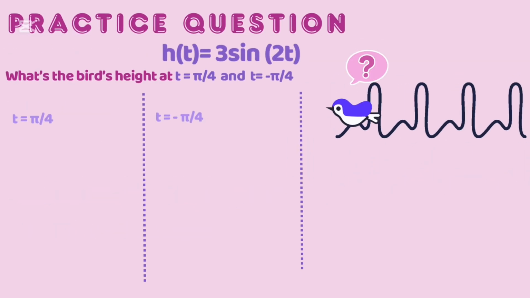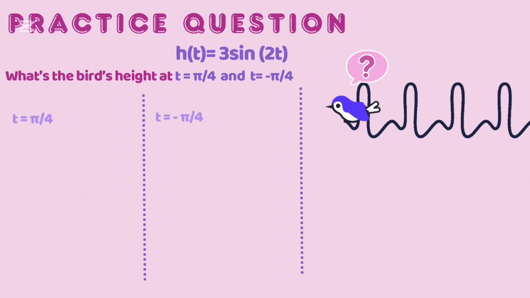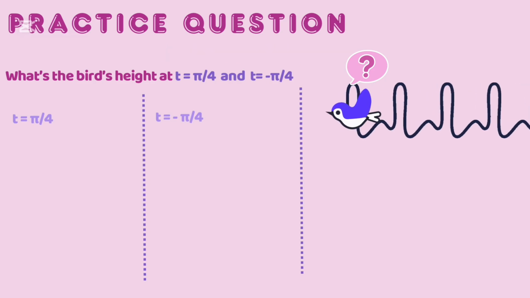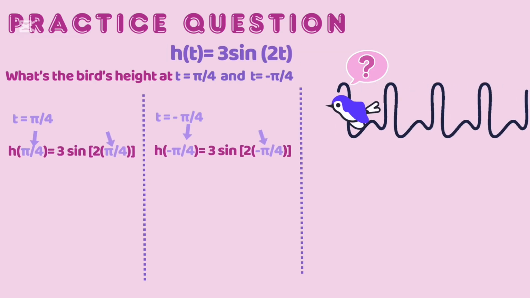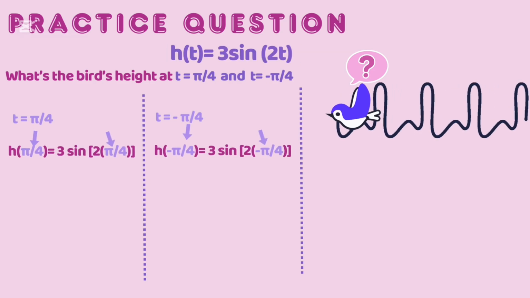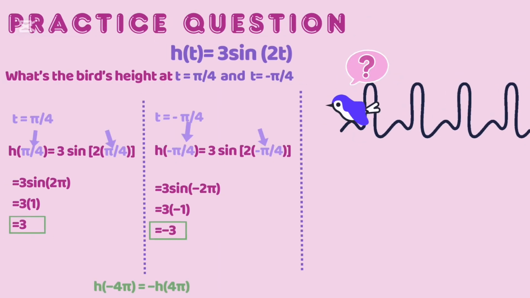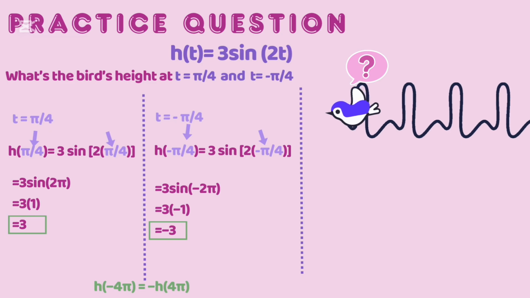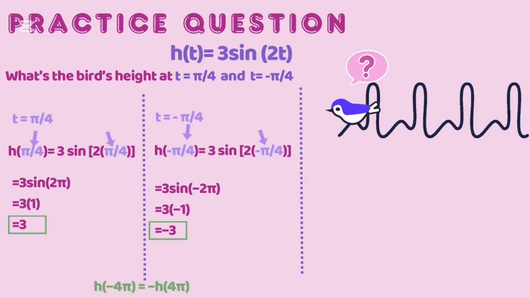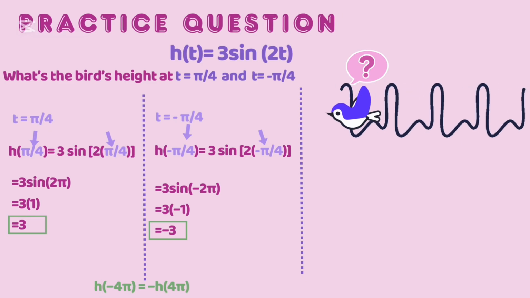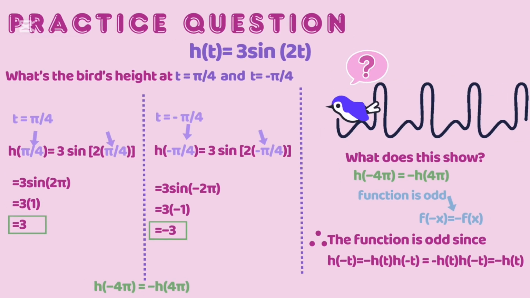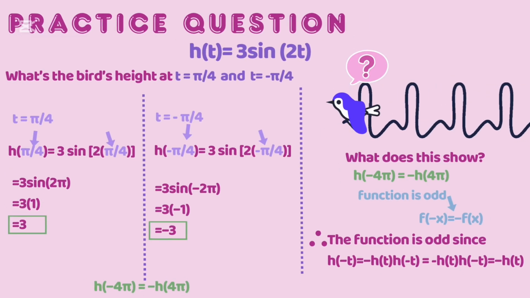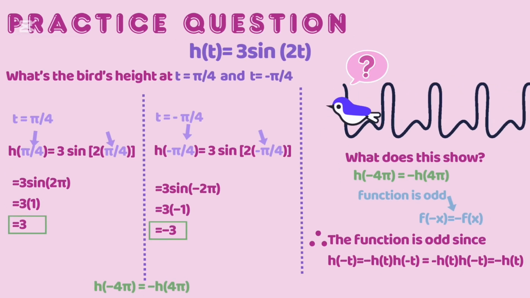So we're going to take the original equation and sub in pi over 4 and then sub in negative pi over 4. We're going to solve the question like we would a regular trigonometric equation, leaving us with 3 and negative 3. So we would write it as h at negative pi over 4 is equal to negative h at pi over 4. So what does this show? It shows that the function is odd. Now we write our concluding statement, box off our answers, and now we're done.